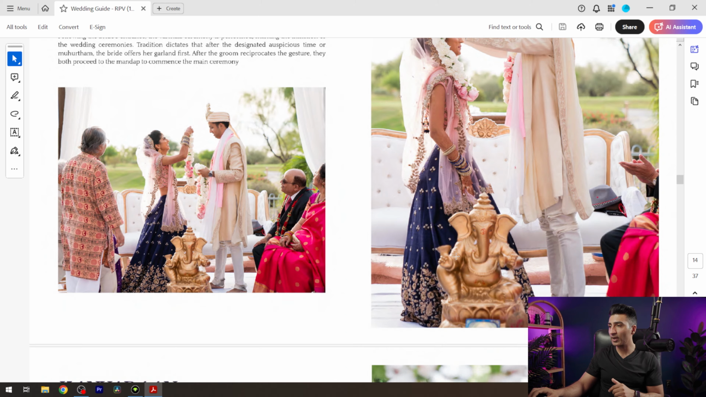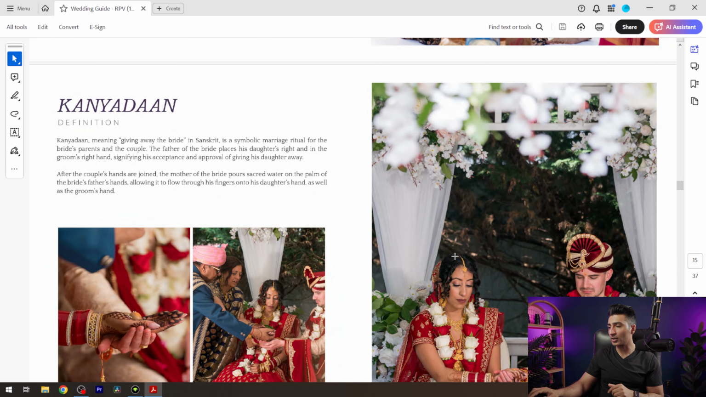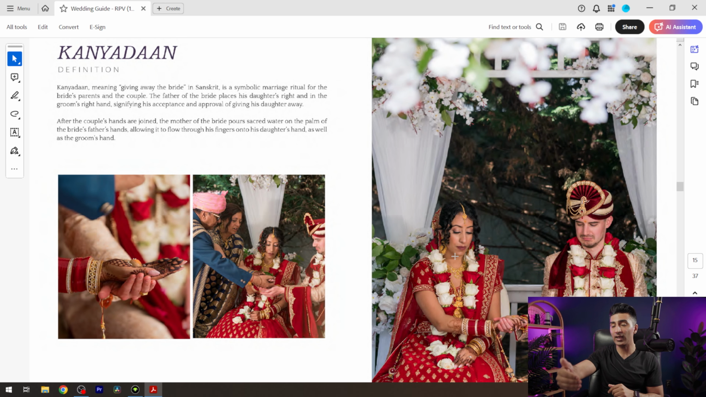After we move past that, this is the Kanyadan, and that is really where the bride's given away by her father to the groom. You'll notice that there is a joining of the hands, there's rice, there's potentially a banana leaf, there's a coconut on the hand, and then that's really where the hands are going to be blessed by the parents, and the bride's going to be given away to the groom. This is really a symbolic ritual in Hindu weddings, and something that's really, really important to make sure is captured correctly.